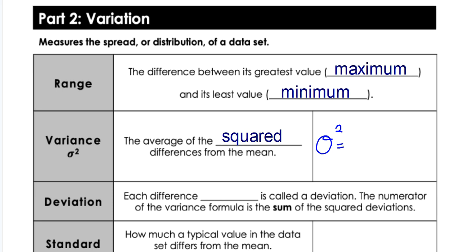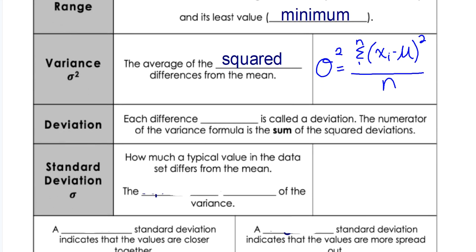To find it, we do the sum from 1 to however many total pieces we have of all the differences from the mean. So taking each data point and subtracting it from that mean, which we use the Greek letter mu for, and we square it. And then since it's the average of them, we divide by how many pieces of data we have. So that's variance.